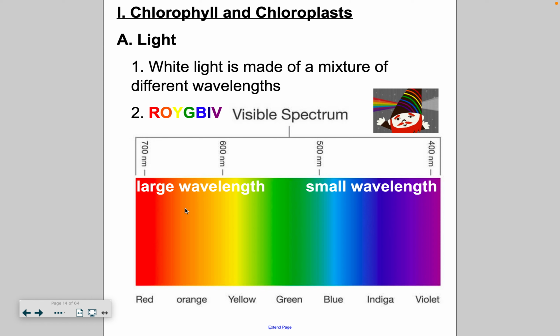But let's start off with light, because photosynthesis means light putting together. And so white light is actually made of a mixture of different wavelengths, okay? The visible spectrum, ROY G. BIV: red, orange, yellow, green, blue, indigo, and violet. And red wavelengths are larger in size than violet wavelengths. So violet light has a smaller wavelength versus red light, which has a larger wavelength.